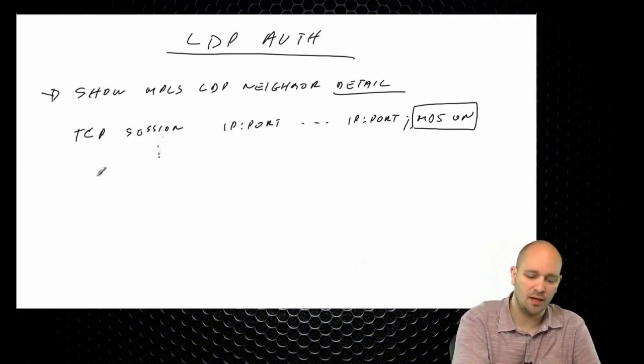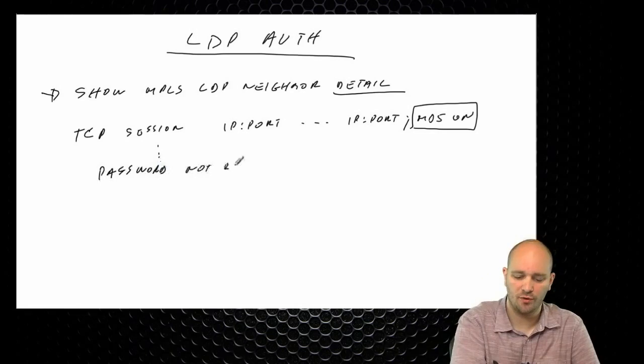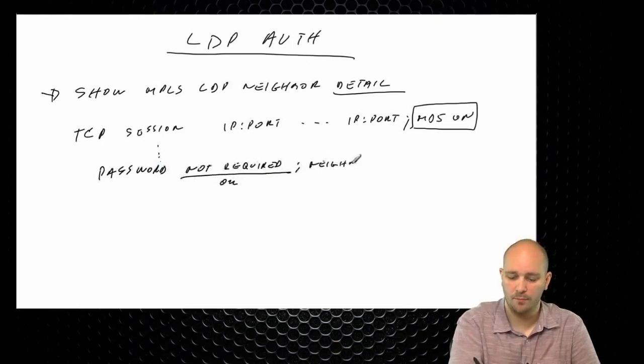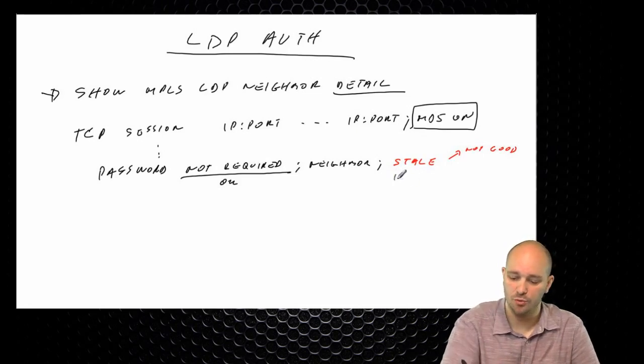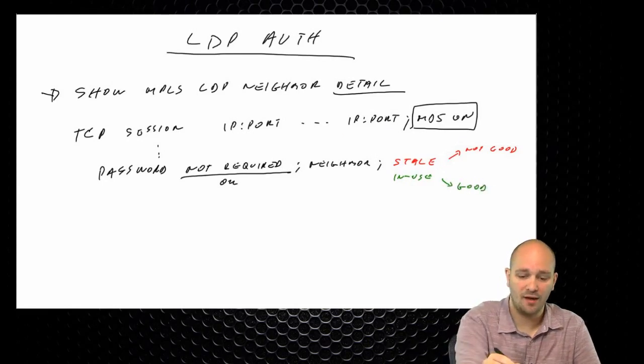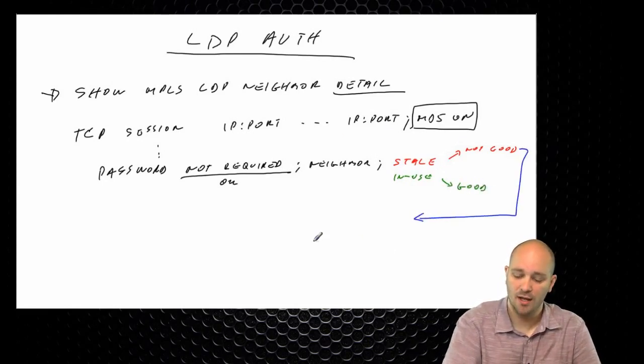Also, below this you will have password, and it's usually going to say not required. This is okay. It will say that it was configured on the neighbor. This is okay. And then you are going to have one of two options. Stale, which means not good, or you are going to have in use, which is good.